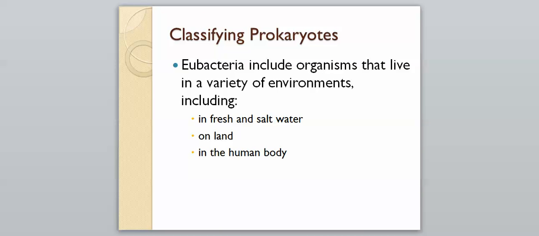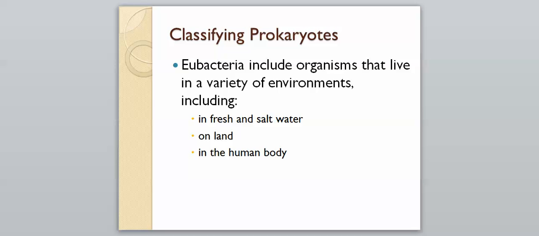And so then our next slide, we're still going to look at where Eubacteria live. These include organisms that live in a variety of environments, including fresh and salt water. So pretty common, we know that bacteria live there. They live on land, normal, bacteria live everywhere, and in the human body. I know I've mentioned before that we have billions, if not trillions, of bacteria living in and on us at any time. And all the bacteria that we find living on us usually are going to fall into the Eubacteria.